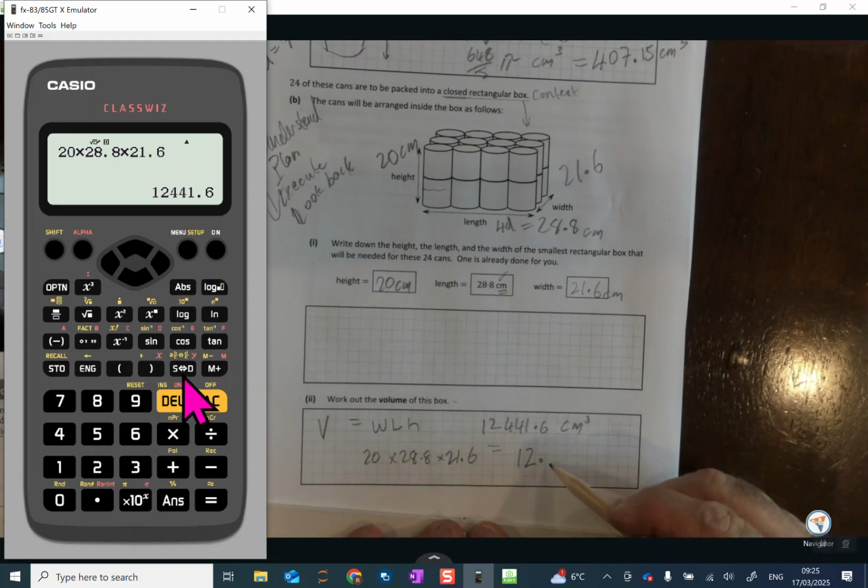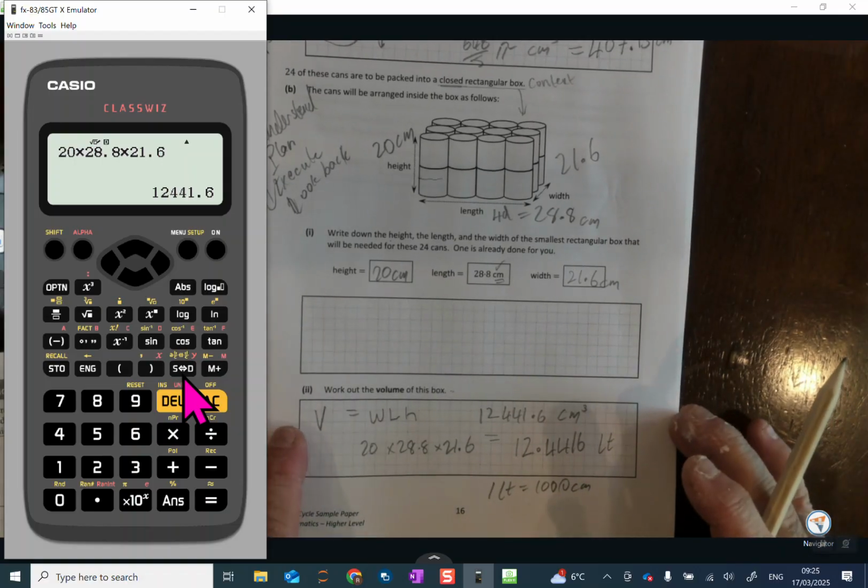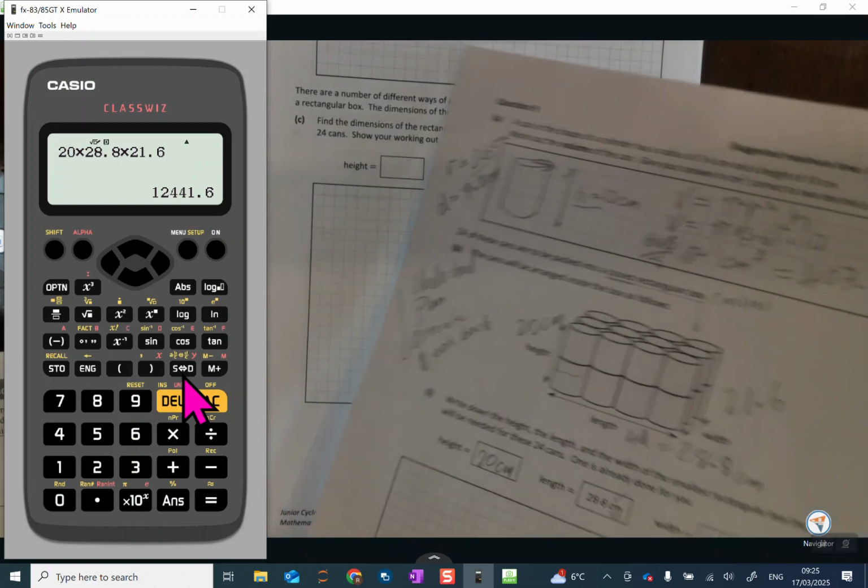So 12.4416 liters, because 1 liter is equal to 1,000 centimeters cubed. So moving decimal place 3 places, and you don't have to be asked to do this for convenience. So either of those answers would be correct. Okay.